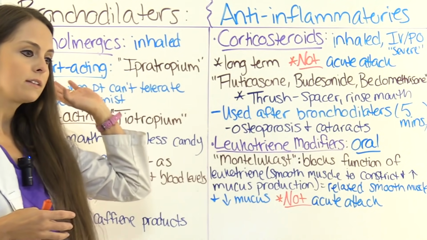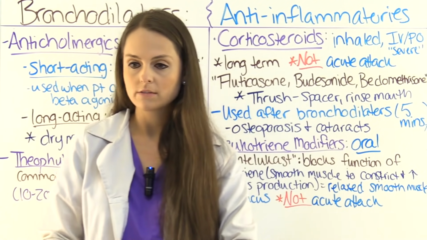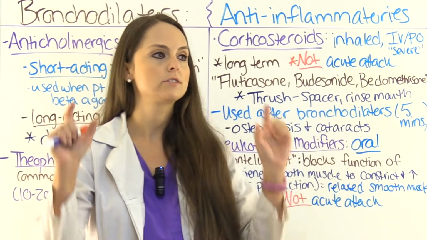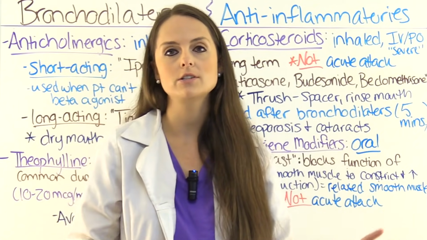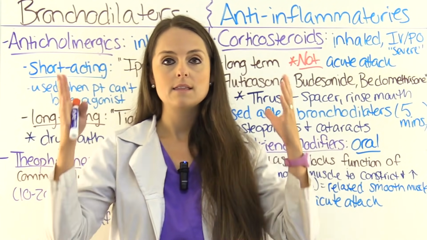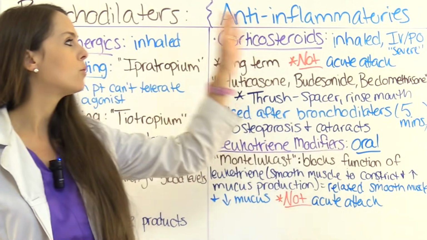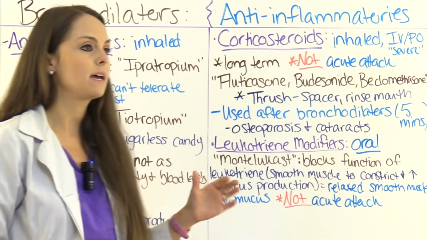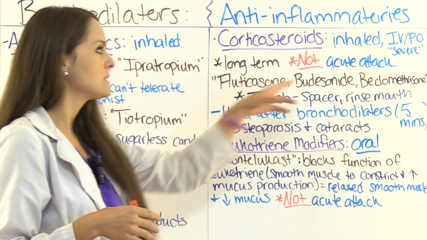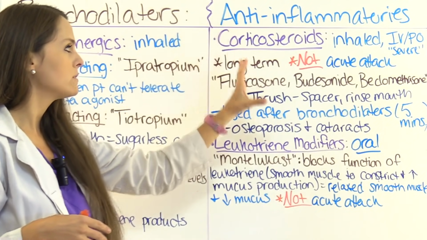So let's throw a question out there. You have a patient who's on a long-acting bronchodilator. They need that, and they also need their corticosteroid inhaler. So you have two inhalers you're going to give. Which one are you going to give first? First, you're going to give the long-acting bronchodilator, because that's going to dilate the airways, and then you're going to wait 5 minutes and then give the corticosteroid, because that corticosteroid can then get in the airway and do its job.